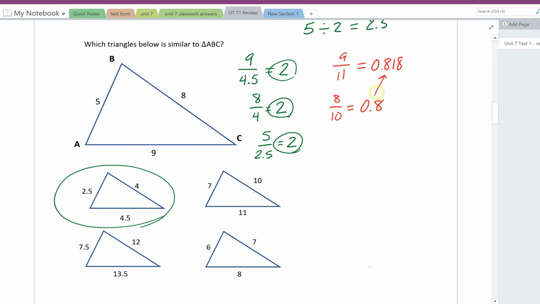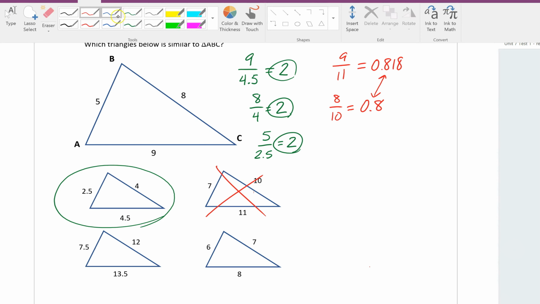And so now I'm going to compare the ratio I got when I compared AC to its corresponding side to the ratio I got when I compared BC to its corresponding side. They are not the same. That means this one is not similar to ABC, right? If I get even one pair of ratios that are not the same, not just close, but not exactly the same, those 2 triangles are not similar.